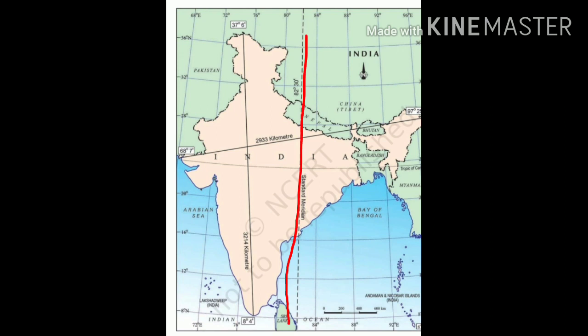We have taken the middle longitude of our country, that is 82 degree 30 minute east, as the standard meridian of India, which is passing through Mirzapur in Uttar Pradesh. And according to this 82 degree 30 minute east longitude, we have decided the standard time for the whole country.